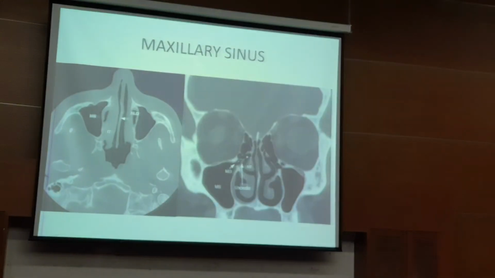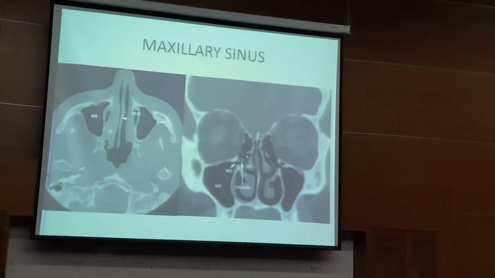Now, next would be the maxillary sinus. Again, it's paired air cells in the maxillary bone, and here it drains into the middle meatus via the ostia, into the infundibulum, hiatus semilunaris, then into the middle meatus. So this forms the osteomeatal complex.